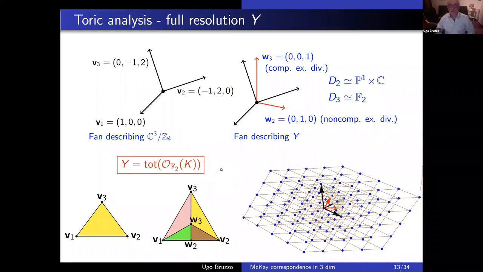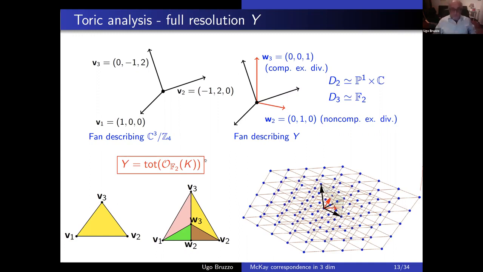Okay, so now we have a handle on the full structure of this resolution of singularities. If you regard this resolution of singularities as the total space of a canonical bundle, the compact divisor is just the zero section of it. Okay, it's a copy of F2, which is the zero section of this line bundle.